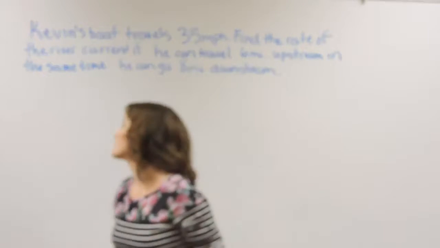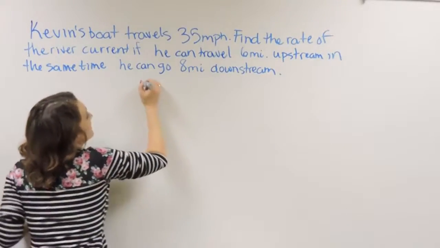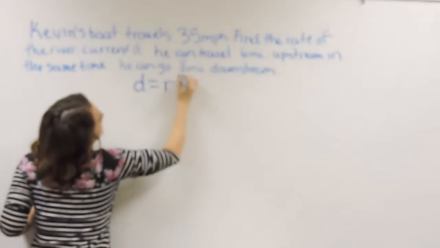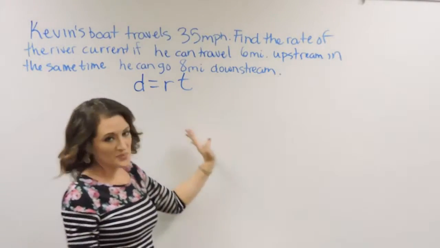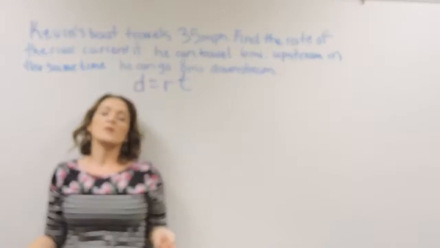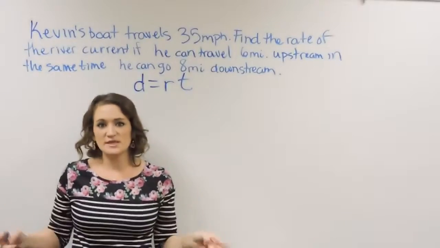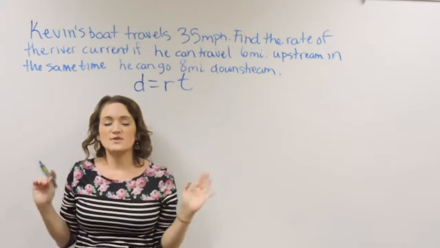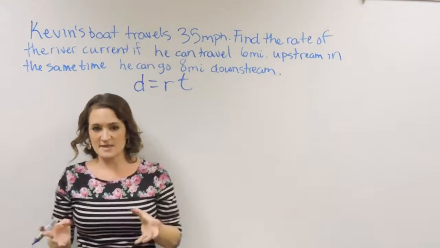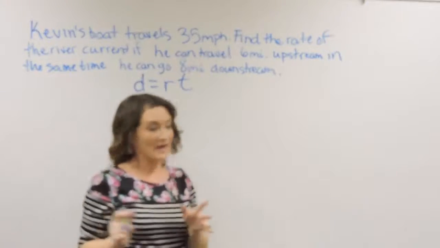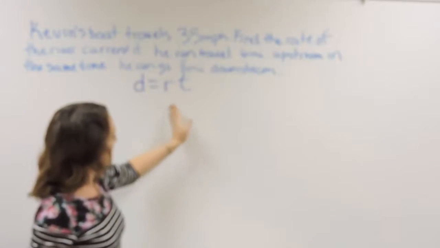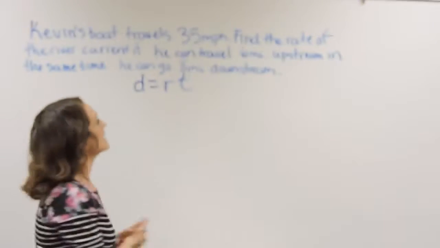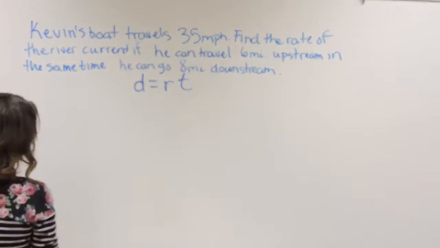Now, to start off with this problem, the first thing we definitely need is the distance formula. Distance is equal to rate times time. We're going to create two different distance formulas so that we can set them equal to each other and solve. So let's take into consideration our first scenario.